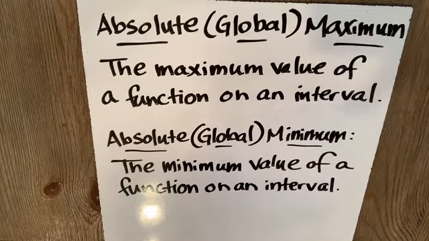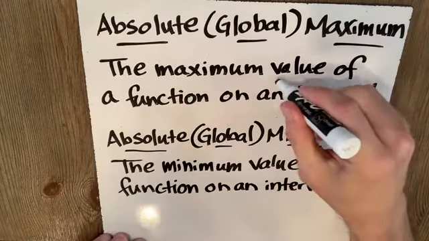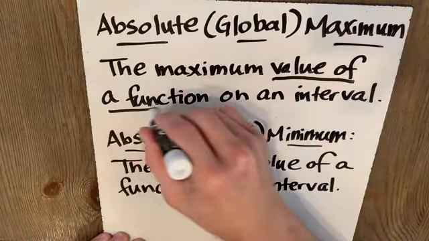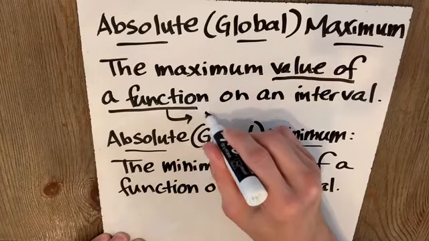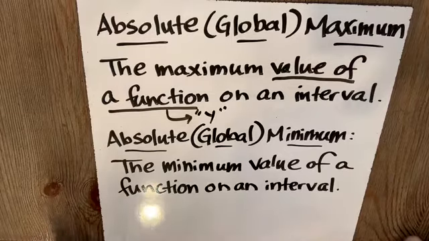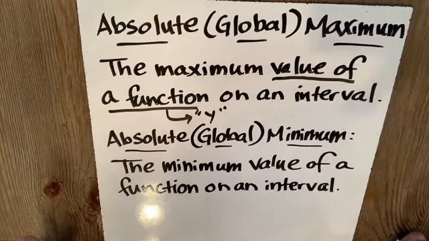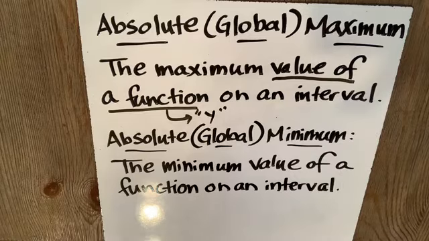Here's the definition. An absolute or global max is the maximum value of a function on an interval. When you see this value of a function, you have to understand that they're talking about the y value. Where it occurs is the x value, but the highest y will be the absolute maximum of a function on an interval.